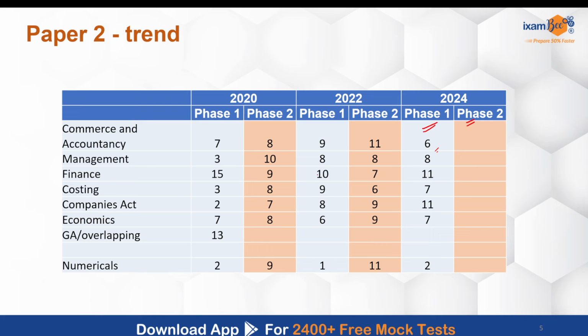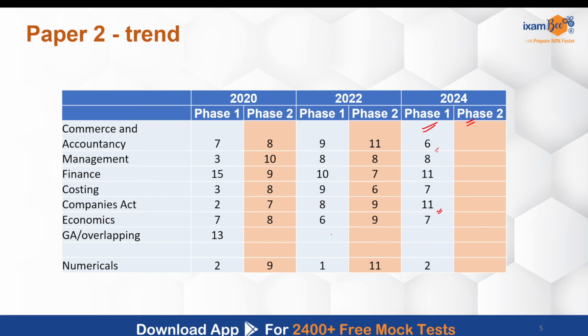In management, a good number of 8 to 9 questions have come in the past. Finance also has had a good weightage. If we see in phase 1 or every year, finance has had a higher weightage of questions, and in phase 2 relatively less. In costing, again, an average coverage of 8 to 9 questions has been seen in the past. And in Companies Act, again, a very good weightage of 8 to 9 questions has been there. In phase 1 this time, they gave more weightage and asked 11 questions from Companies Act.